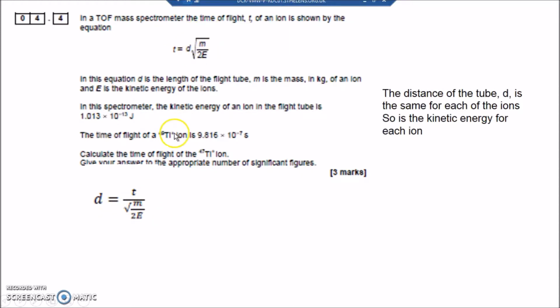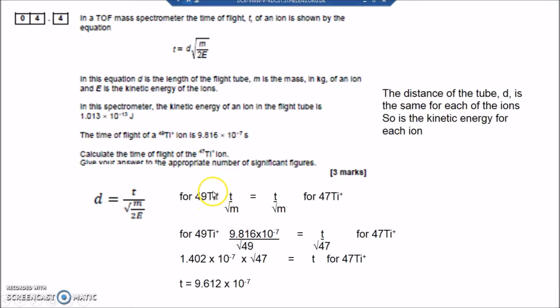And so the distance, or the length of the tube, is going to be the same. So this value, T divided by the square root of m over 2e, is going to be the same for whichever ion you've got. So for 49 titanium Ti and 47 titanium Ti, T divided by the square root of m over 2e is the same for each. And I've even cancelled 2e as the same on each side as well. So T divided by the square root of m over 2e is the same on the right hand side.